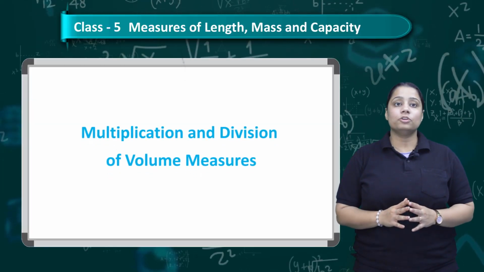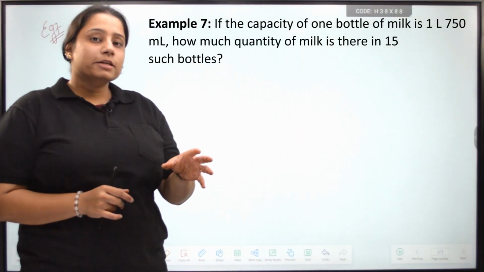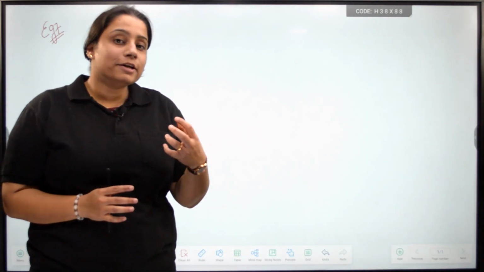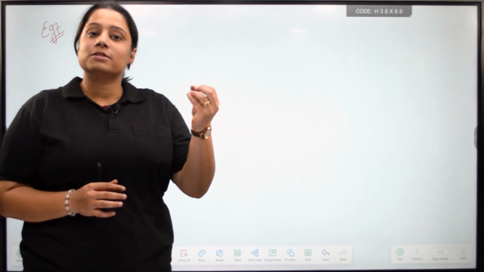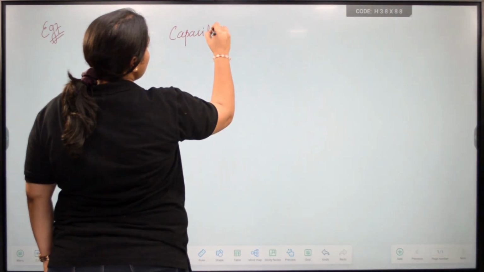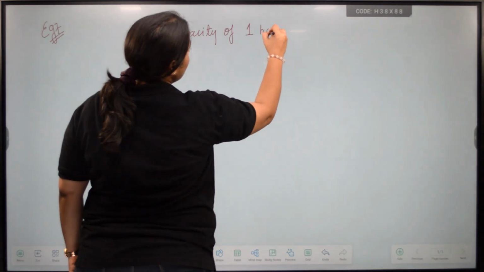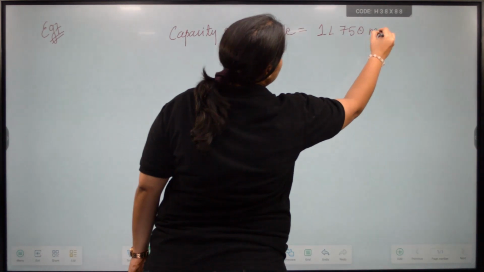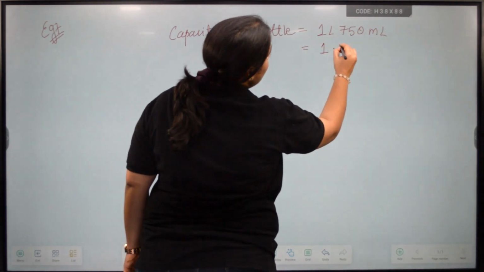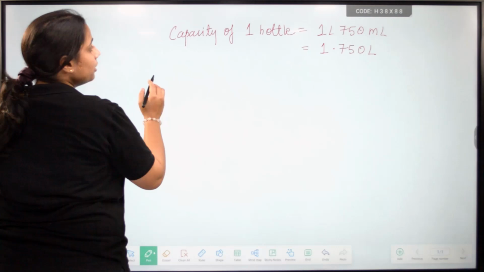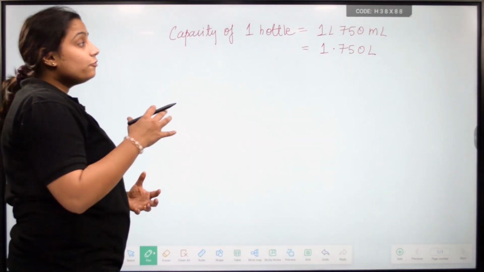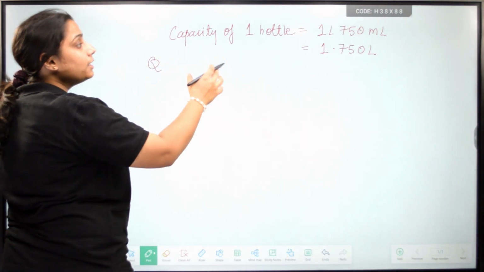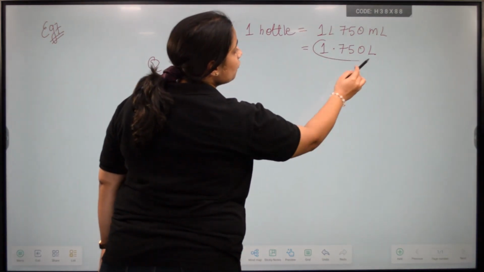Multiplication and division of volume measures. Example number 7. In this question, we have been given the capacity of one bottle of milk. Now we have to find the quantity of milk that can be stored in 15 such bottles. Capacity of one bottle is equal to 1 liter 750 milliliters. It can be written as 1.750 liters. Now we have to find the quantity of milk filled in 15 such bottles. For that, we need to multiply the number of bottles with the capacity of one bottle.